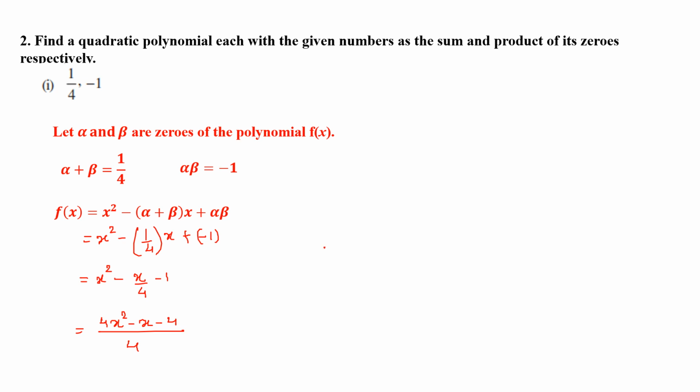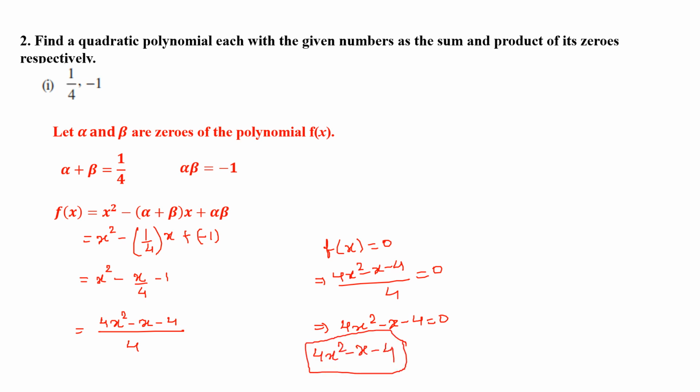Now if you do f of x equal to 0, then what will happen? 4x square minus x minus 4 by 4 equal to 0. And when you cross multiply, you will get 4x square minus x minus 4 equal to 0. So your quadratic polynomial is 4x square minus x minus 4. Okay. This is only your quadratic polynomial. Clear? So you have to remove this denominator. You should not write this denominator. So the quadratic polynomial is only the 4x square minus x minus 4.